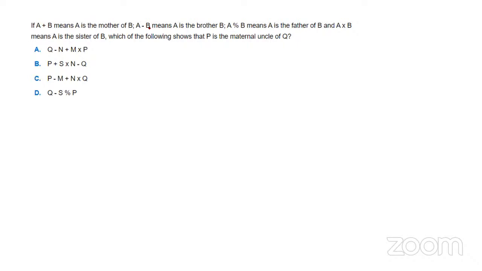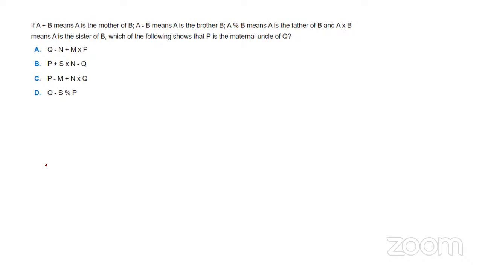So they use symbols to define the relationship. Here for example, you can see that A plus B means A is the mother of B. Similarly, there is another symbol, subtraction, that means minus. A minus B means A is the brother of B. Similarly, you have a percentage symbol. A percentage B means A is the father of B. Similarly, a cross symbol is there. Whenever a cross symbol comes, it means A is the sister of B. So clearly we have 4 symbols here and the relationships are also defined.